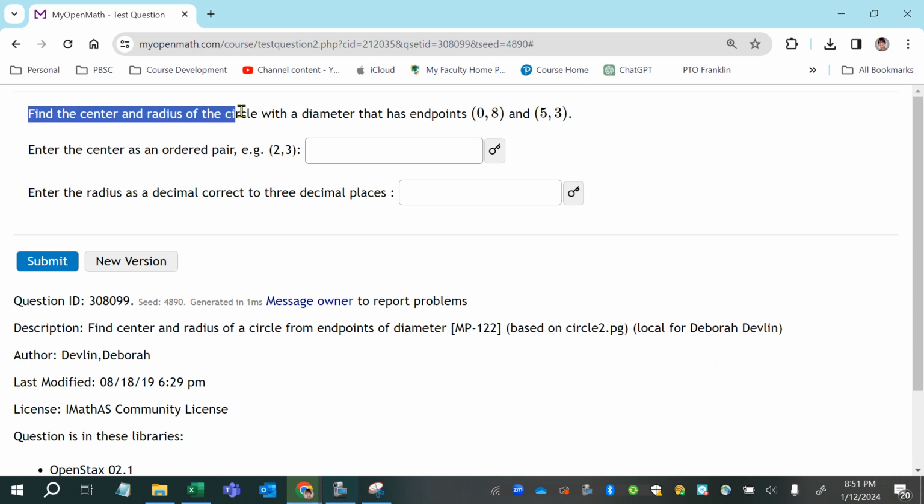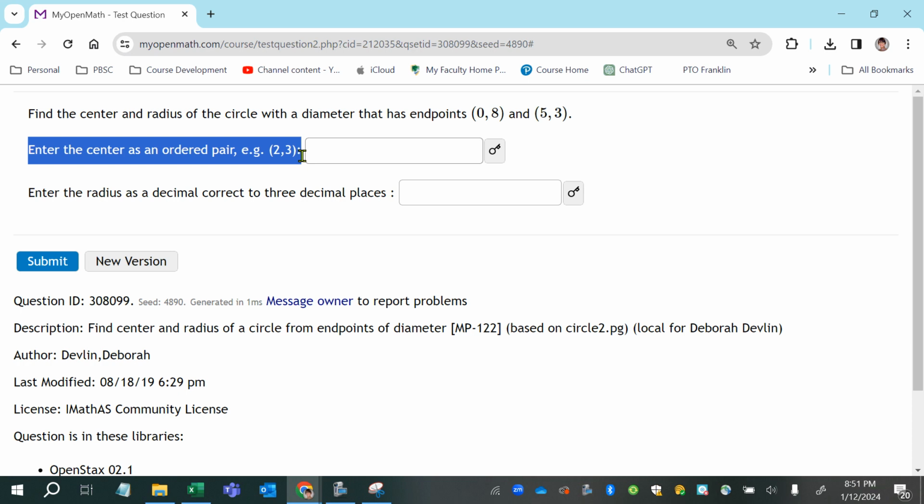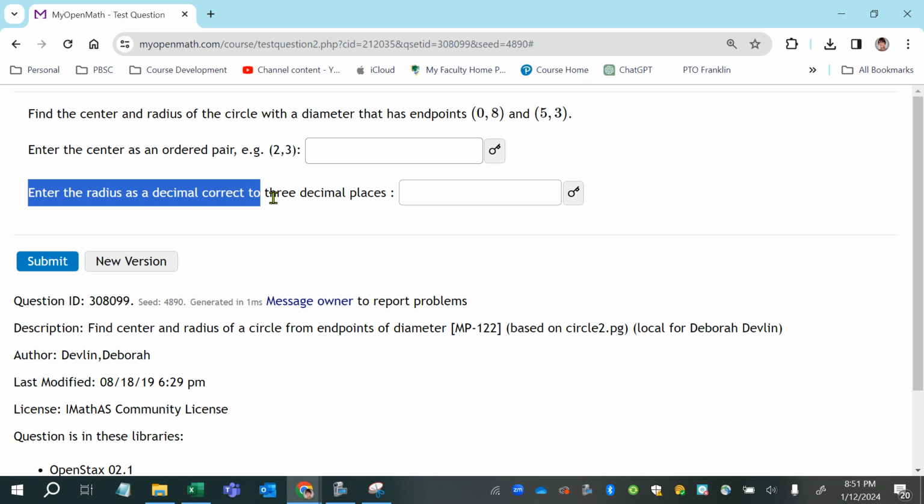Find the center and radius of the circle with a diameter that has endpoints given as (0, 8) and (5, 3). Enter the center as an ordered pair, for example, parentheses 2, 3, close parentheses. Enter the radius as a decimal correct to 3 decimal places.